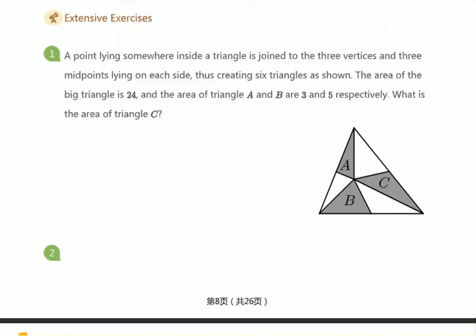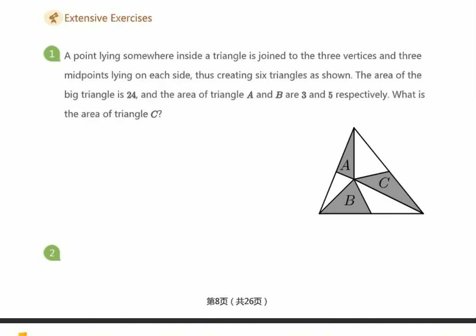Now our first question is, a point is lying somewhere inside a triangle and is joined to the 3 vertices and 3 midpoints lying on each side, thus creating 6 triangles as shown. The area of the big triangle is 24, and the area of triangles A and B are 3 and 5 respectively. What is the area of triangle C?